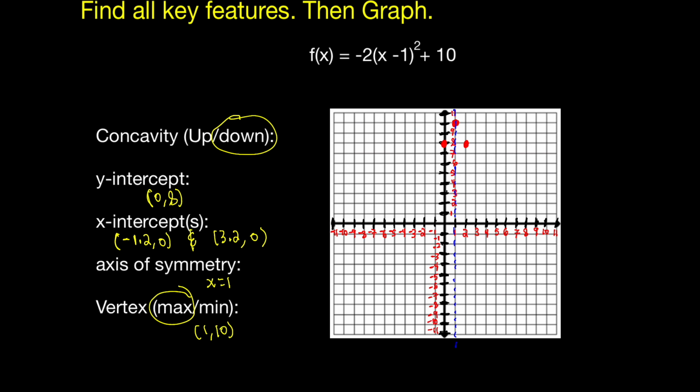And then finally, I'm going to go ahead and graph the x-intercepts. I'm going to use my best judgment to approximate these on the x-axis, beginning with negative 1.2. Somewhere here on the left. And then I'm going to plot the 3.2, somewhere around here on the right. And now that I have all of the key features, I'm going to connect the points with a curve. And this should give me a sketch of the parabola.